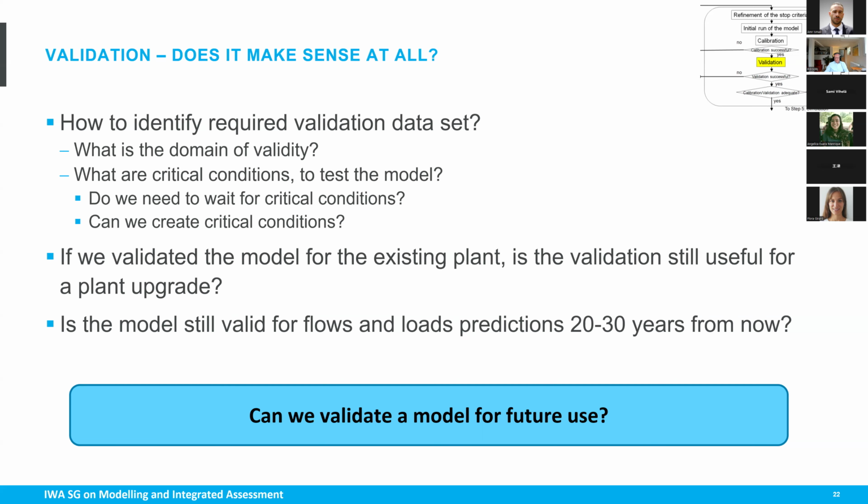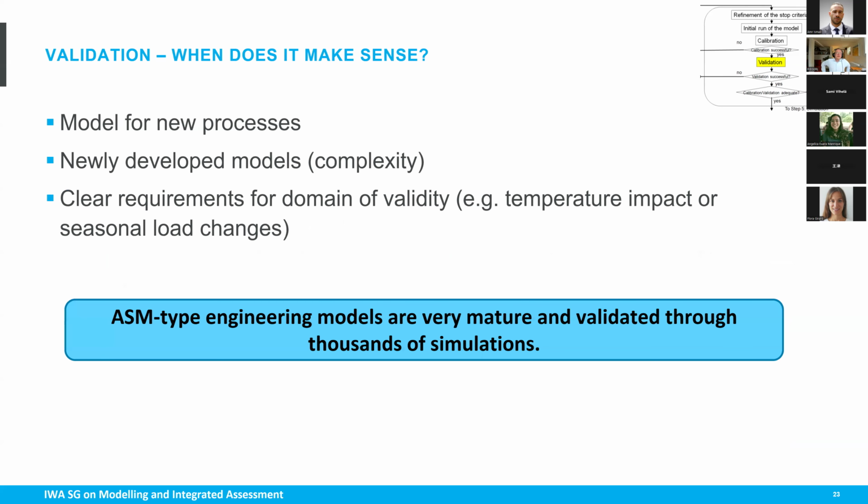Okay, so I think that's a lot to think about. So when does it make sense to validate? Yeah, so the first one coming to mind is there's a new process and we want to model that, and then you have to validate, right? Because it's a new process, a new model formulation for that. You should go for as many conditions as possible to validate, to make sure that the model can be widely used.